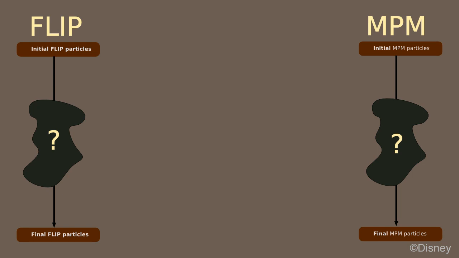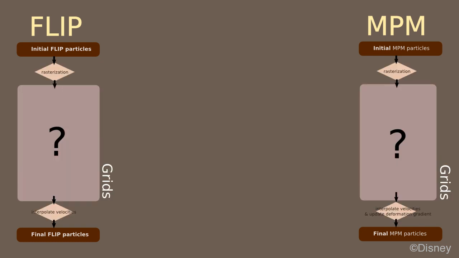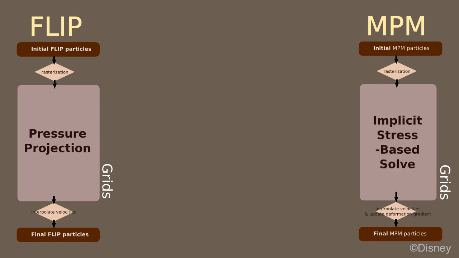Now that we have seen our method in action, let us understand the basic idea behind our method. First, consider FLIP and MPM methods. Time steps in each technique start with particles and end with particles. Even though FLIP considers fluid mechanics and MPM considers solid mechanics, they both use a grid as a scratch pad to speed computation during the time step. FLIP uses a grid-based projection solve, whereas MPM uses a grid-based implicit stress computation.